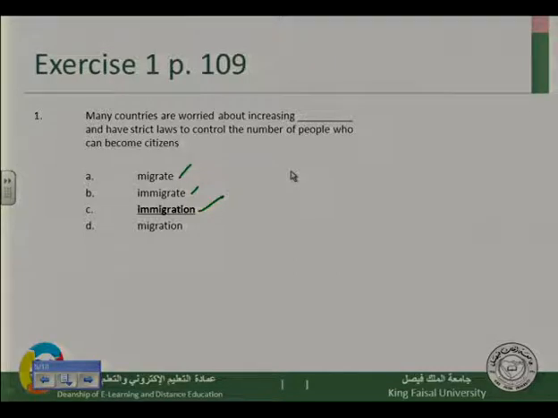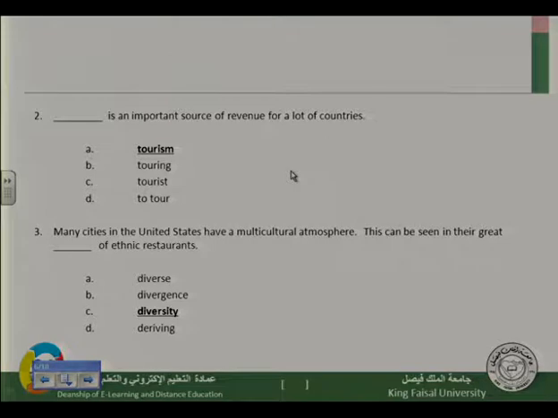Right? Number two, tourism, touring, tourist, to tour is an important source. So it has to be a noun. Tourism is the noun. So tourism is an important source of revenue for a lot of countries. Number three, many cities in the United States have a multicultural atmosphere. This can be seen in their great what? Diverse, divergence, diversity, or deriving. Of course, diversity.